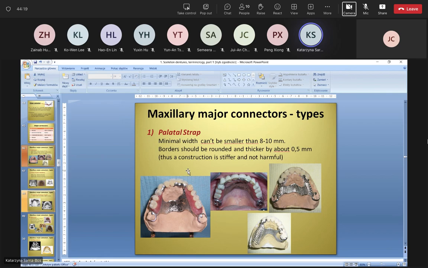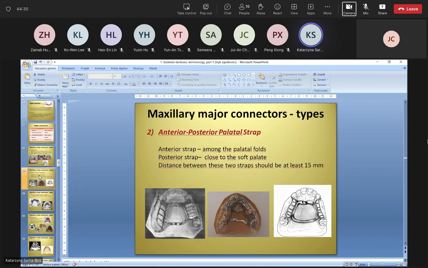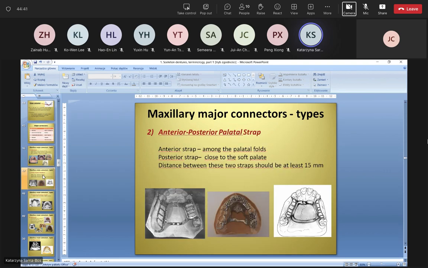So as I told you, this is the most common maxillary major connector. Next one, sorry. So this is the palatal strap, the most common, the first one. And now the second one, anterior-posterior palatal strap.